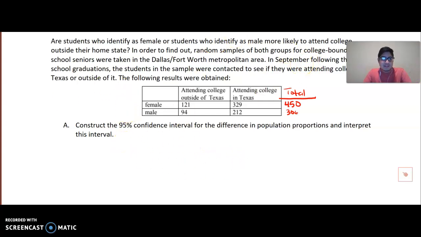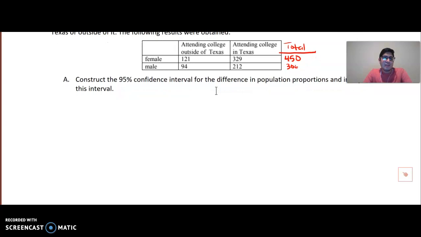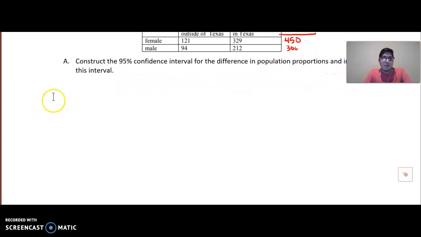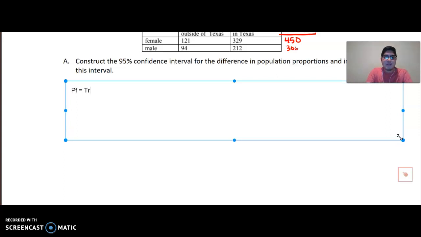So we are going to do the following. We're going to panic. So first and foremost, we need to find the parameters here. So I'm just going to use the following notation. I'm going to say PF will be the true population proportion of females who will attend college outside of Texas.